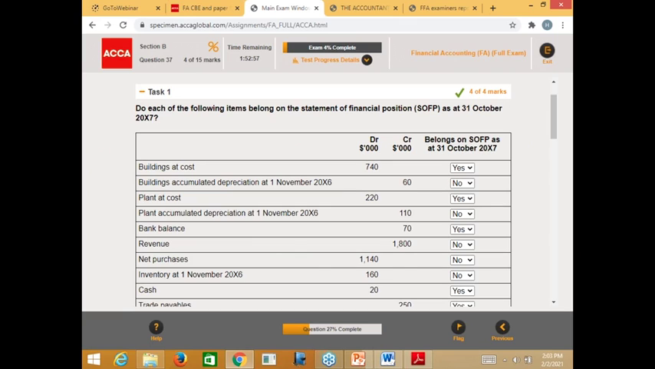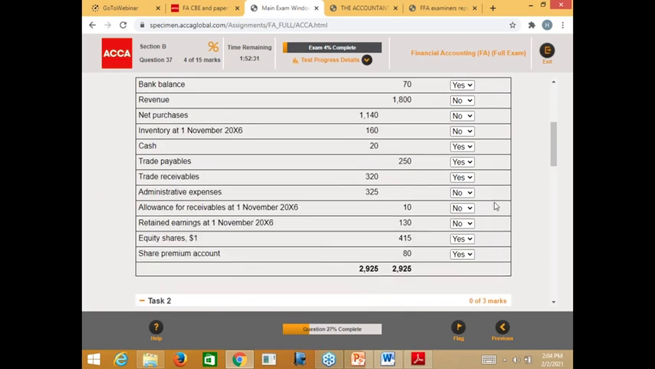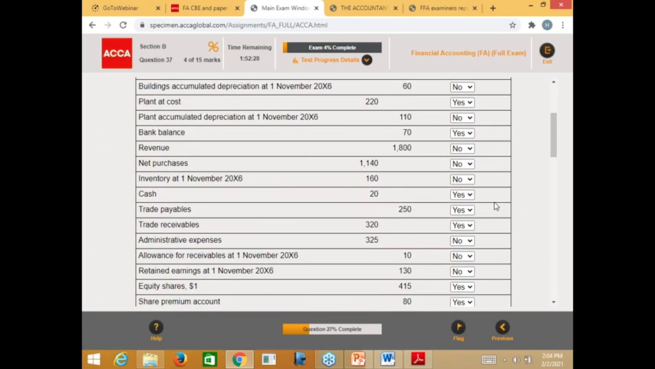Do remember this, the question specifically asks you what belongs to SFP as at 31st. So it's all about the date. There are a number of accounts which will go in the balance sheet, but it's the closing balance that will be put in the balance sheet. So the question is not all about the P&L and balance sheet, it's about the balance sheet figures as at 31st October 2009. That's why we have removed some of the accounts, because only the closing balances of the assets, liabilities and capital will go in the balance sheet.